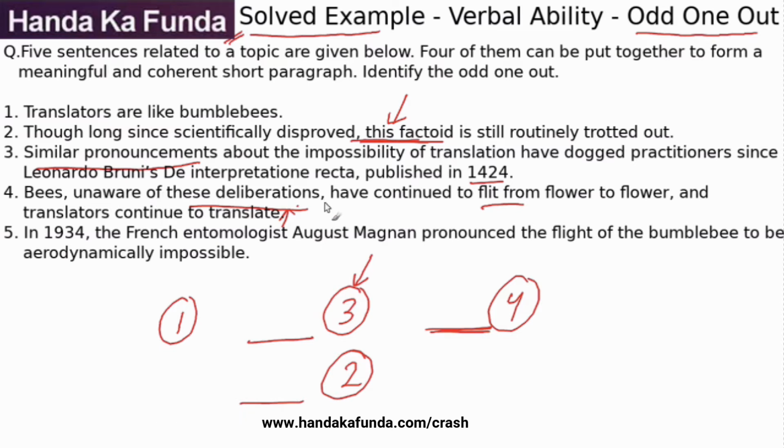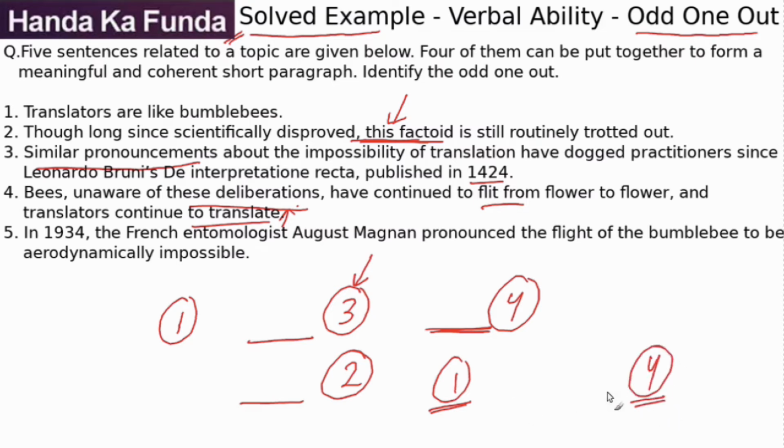Bees, unaware of these deliberations, have continued to flit from flower to flower, and translators continue to translate. So this is essentially, I think I've got the structure. 1 is talking about how bees and translators are alike. 4 is talking about how bees and translators are alike. And in the middle, we have discussed some similarities as to the problems they are facing.